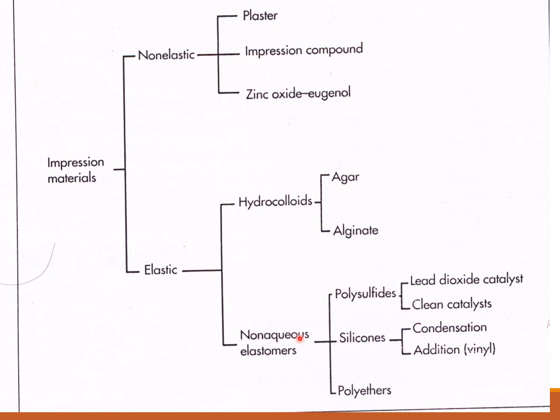Non-aqueous elastomers, which we use for our FPD impressions, include silicones: condensation, addition, vinyl silicone, polysulfide, polyether. Here we do not use polyether, and silicones are what we are usually using.